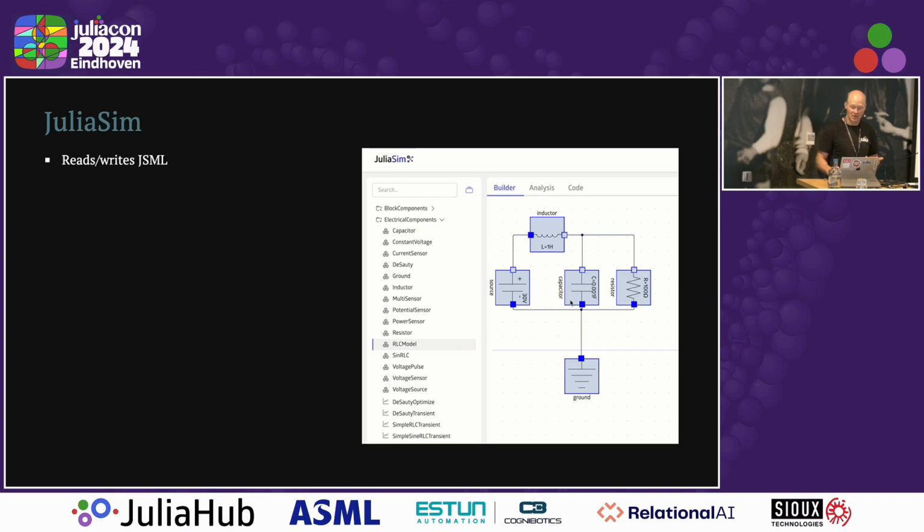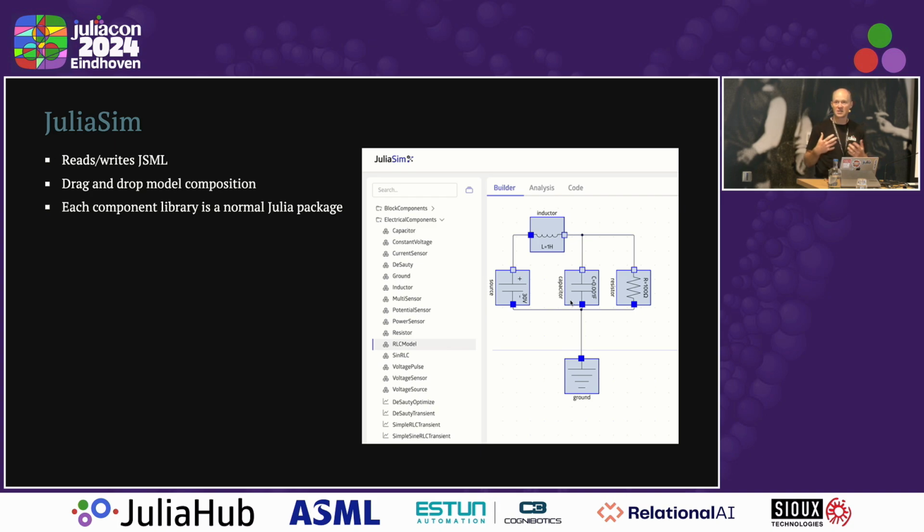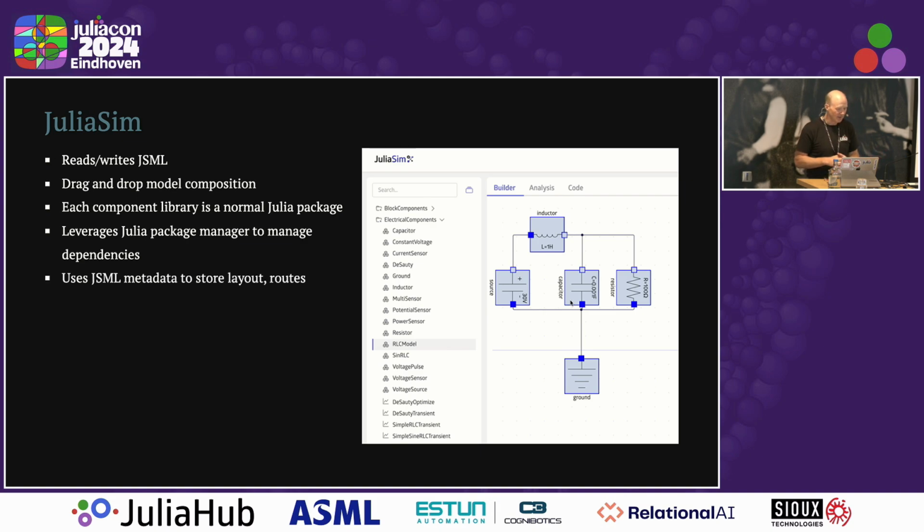So it reads and writes JSML. It allows you to do drag and drop model composition. Each component library is just a normal Julia package. The way that this works is that the JSML representation is used to generate Julia code, and that's then just a Julia package, which you can package up, put into a registry, add as a dependency, and import into your system. So it leverages the Julia package manager to manage all the dependencies, and it uses JSML metadata to handle the layout and the routes and things like that.